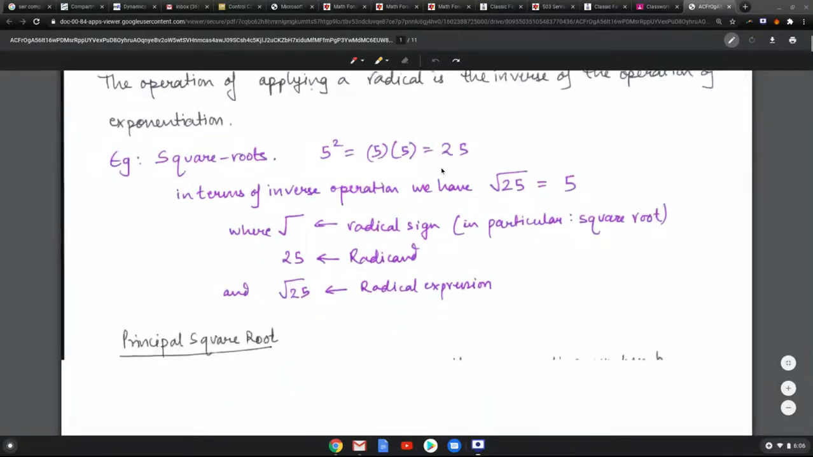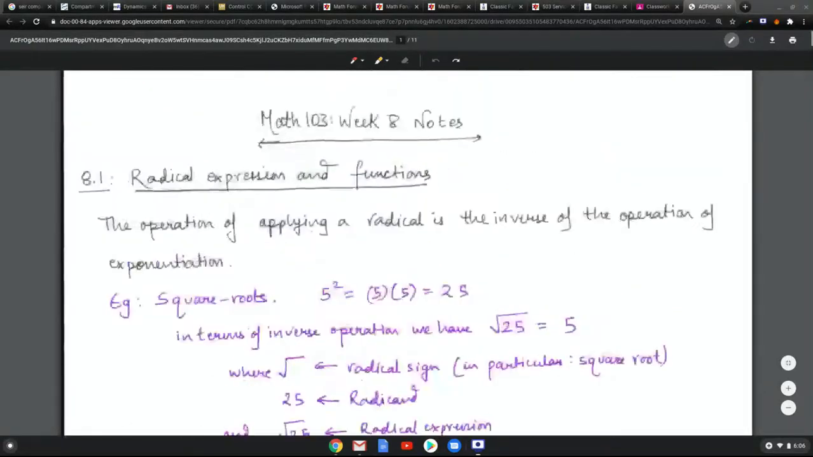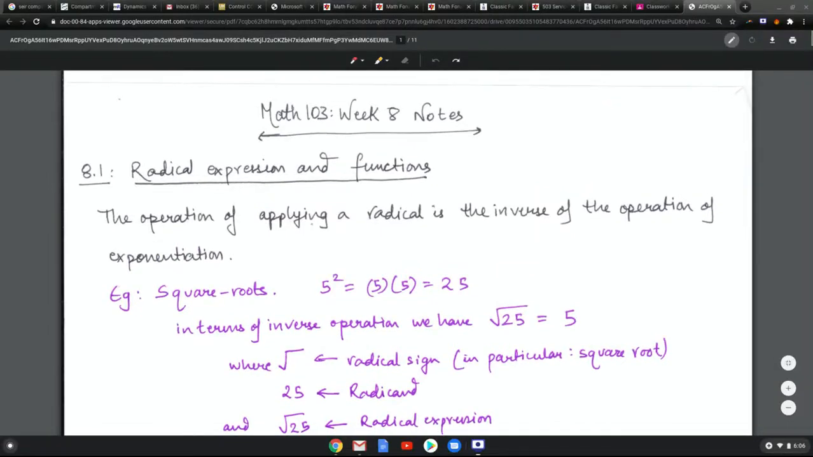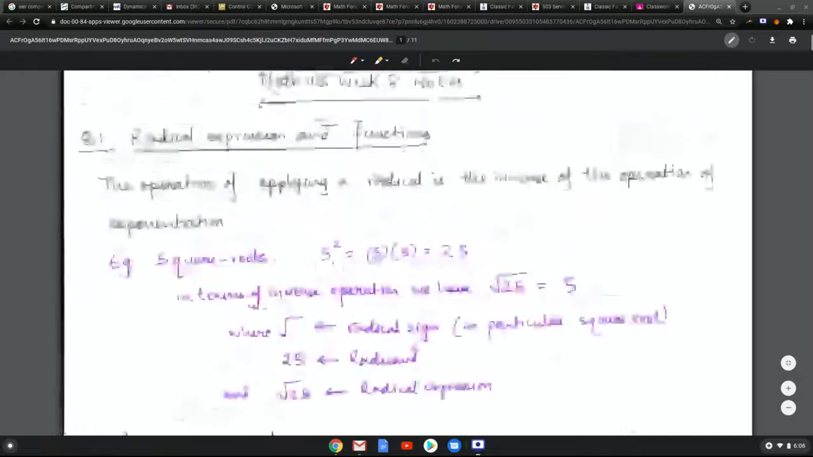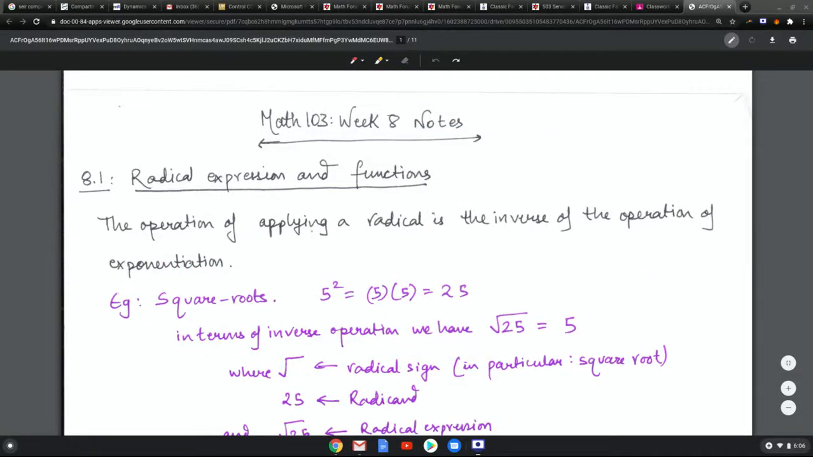We're going to start a new topic today, and this week we're going to be focusing on radical expressions and functions. Last week we finished talking about rational expressions and functions. Today we're going to deal with radical expressions and functions.